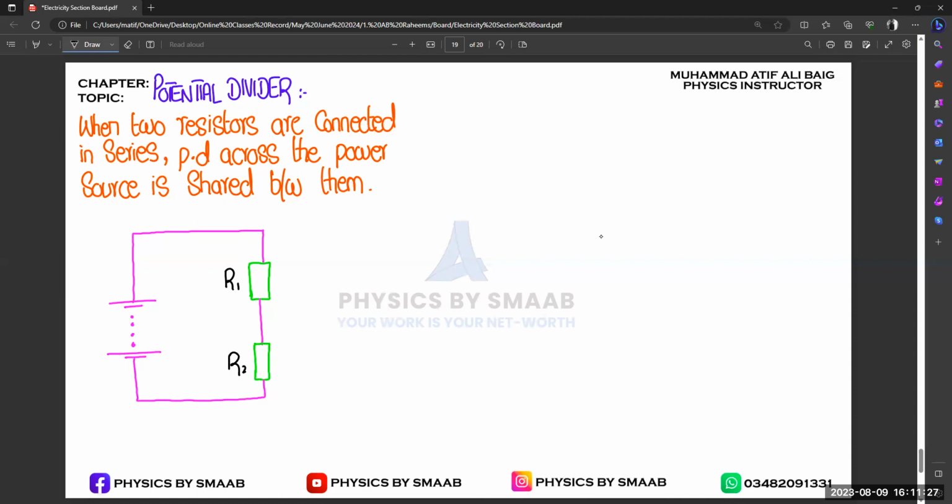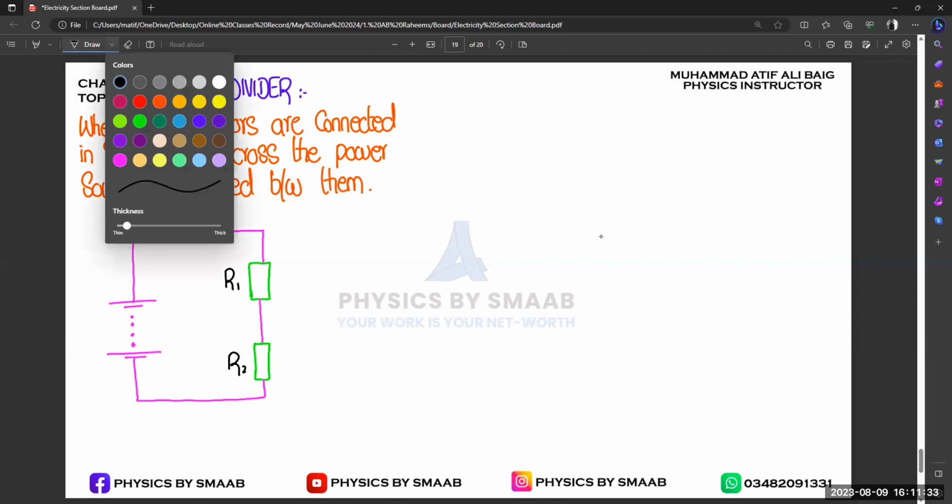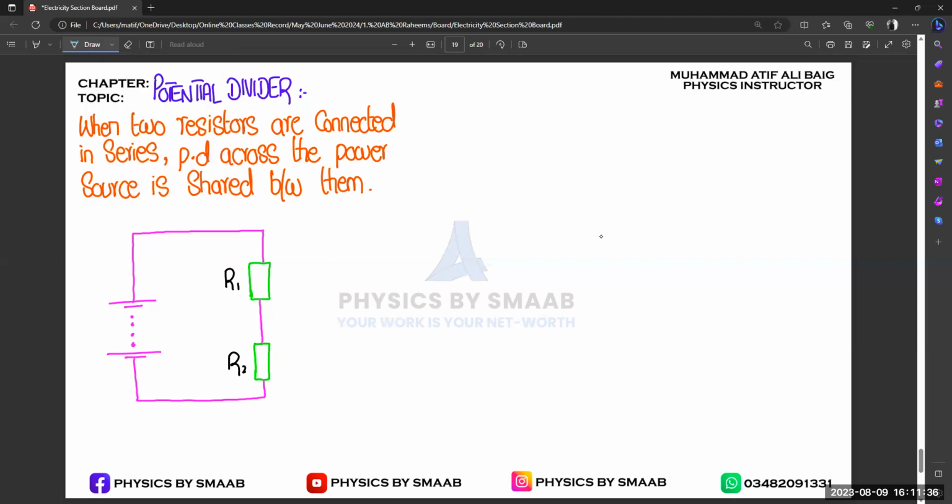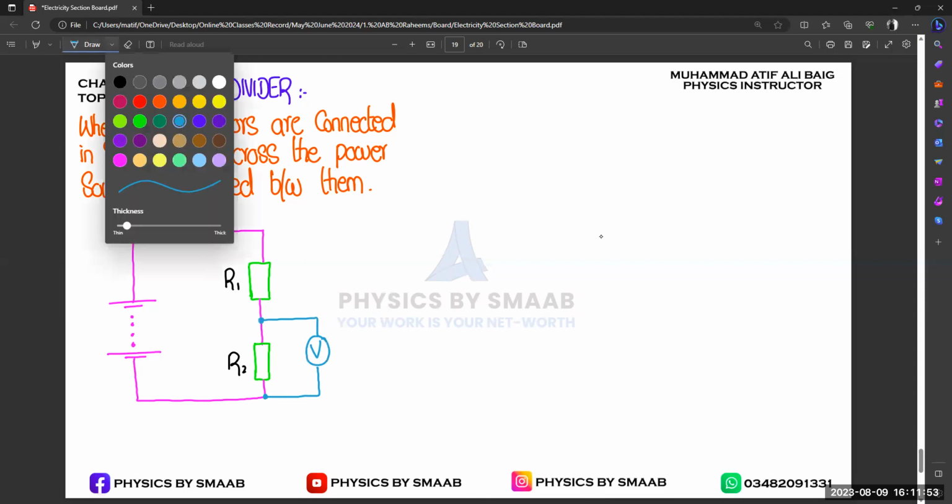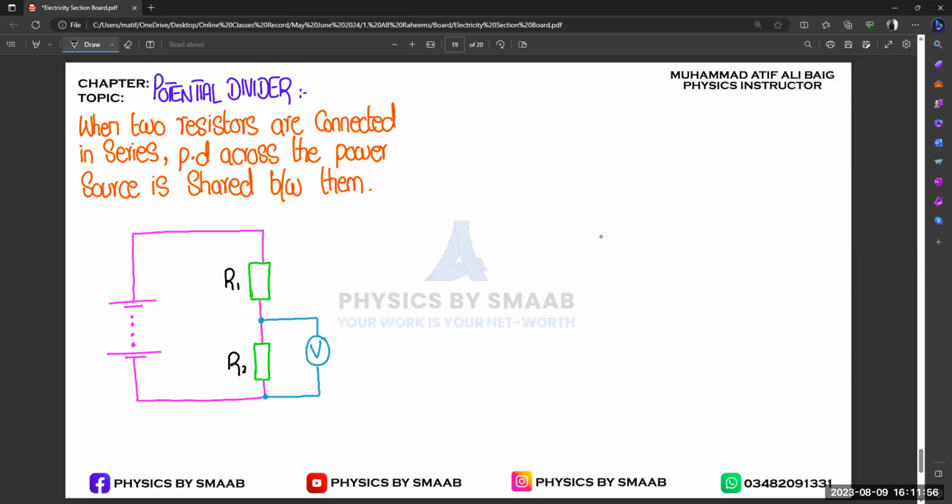Now, actually, let's suppose we are interested in finding the output voltage through R2 only, right? Not R1. Let's suppose we connect a voltmeter. Our main purpose is to find out the output voltage through the resistor number two, that is R2, right? So we can say that this will be our input voltage, V in, and the second one will be our output voltage, V out. Okay, so this is the reference.